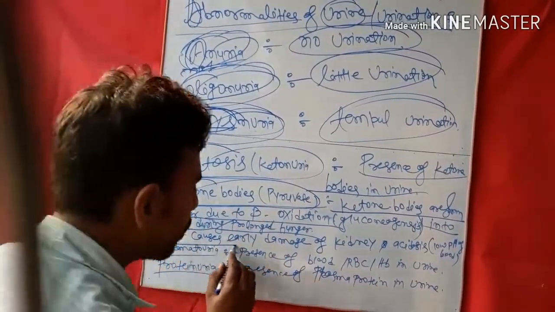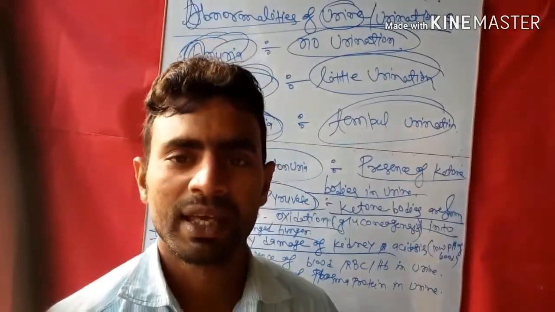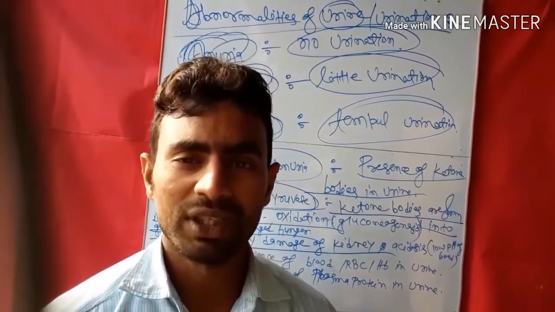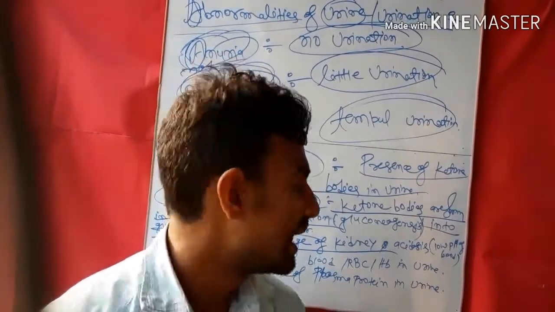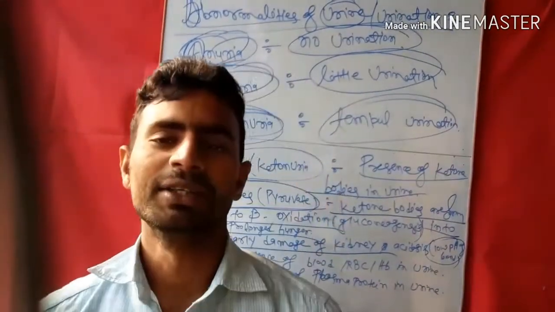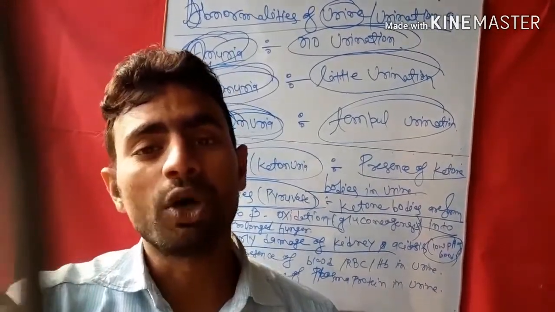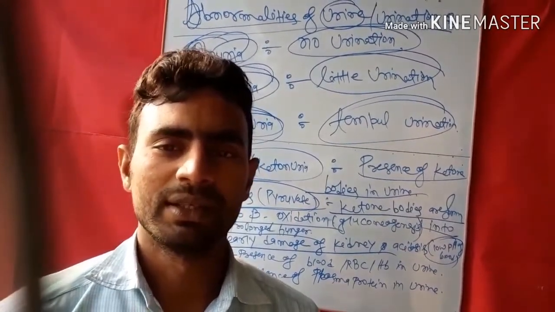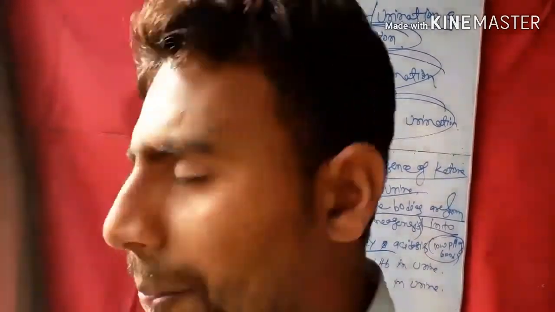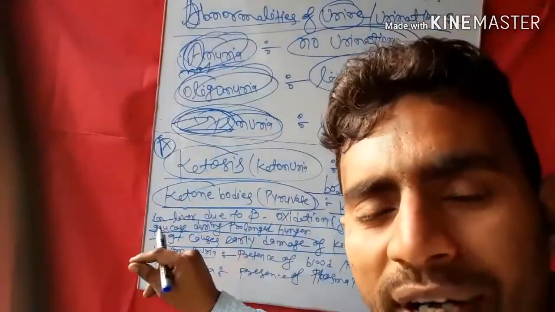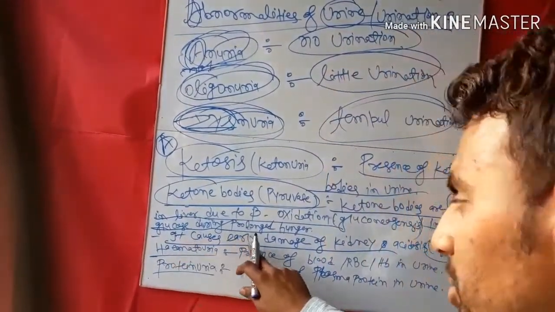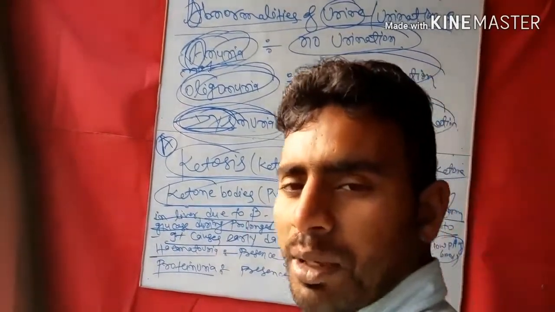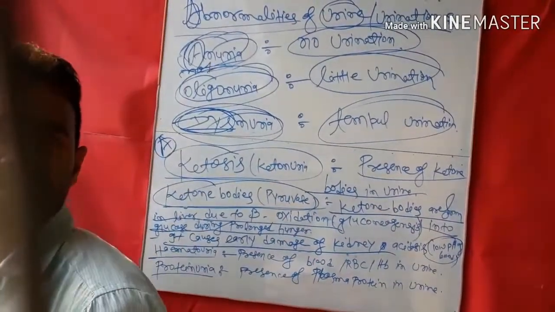So what happens? It causes early damage of the kidney and acidosis. What is acidosis? Acidosis is the low pH of blood; it decreases the pH of blood. That term is called acidosis. So if you go through prolonged hunger, the chance of kidney damage increases. This means early damage of kidney and acidosis, with decreased blood pH.